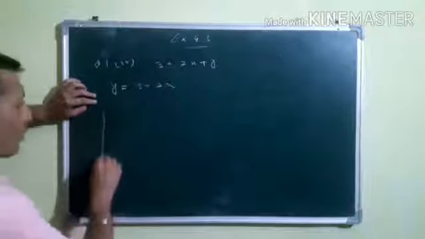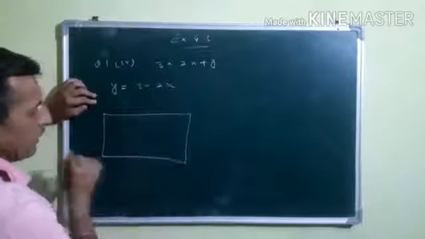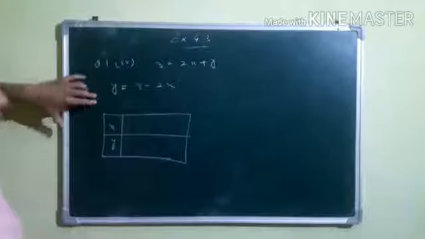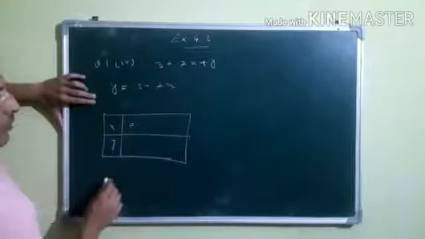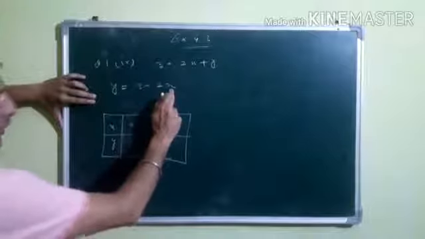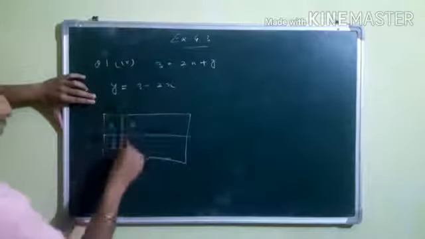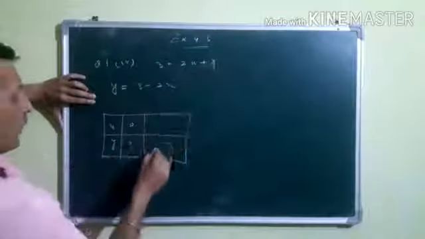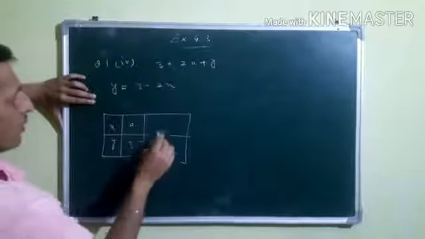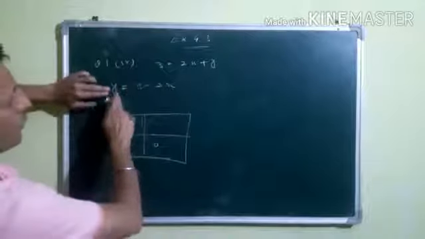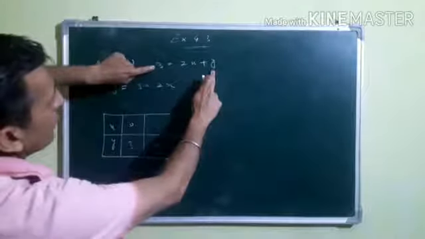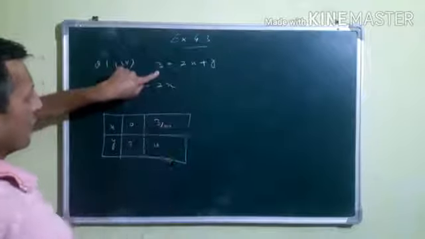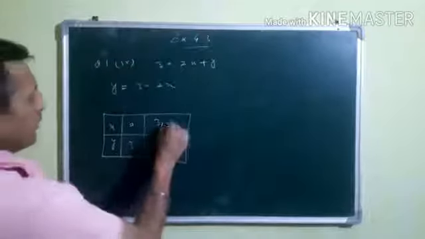Okay, once again if you want to draw this line, you have to draw the table like this, x and y. Okay, I am taking x is equal to 0. x is equal to 0, that means on the y-axis. So x is equal to 0, in that case y is equal to 3. Similarly, when y is equal to 0, it is equal to 3 is equal to 2x. That is, x is equal to 3 by 2. So x is equal to 3 by 2, that means 1.5.